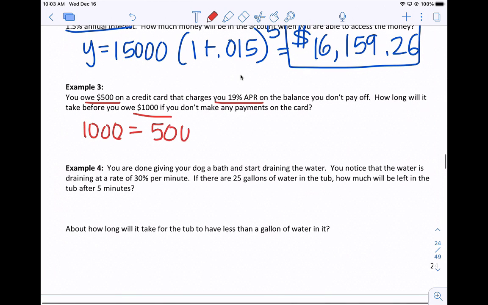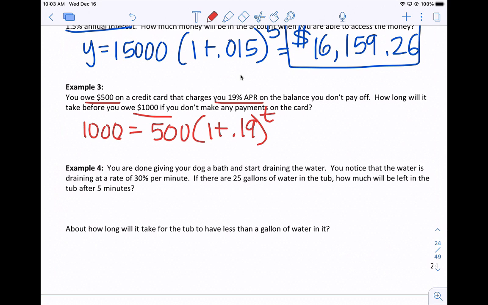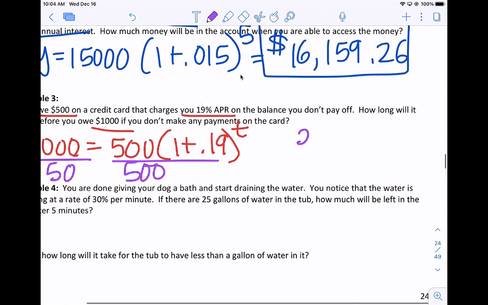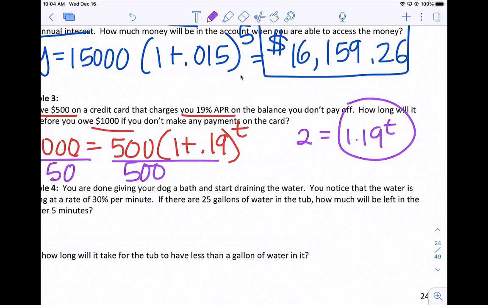We start with 500. The amount that we owe is increasing at 19%. We don't know time. So this is a guess and check problem. I will make the numbers a little bit smaller by dividing by 500. So here's what I'll be looking for. 2 equals 1.19 to the t. I'm going to type this into my calculator and look for what time gets me closest to the number 2.